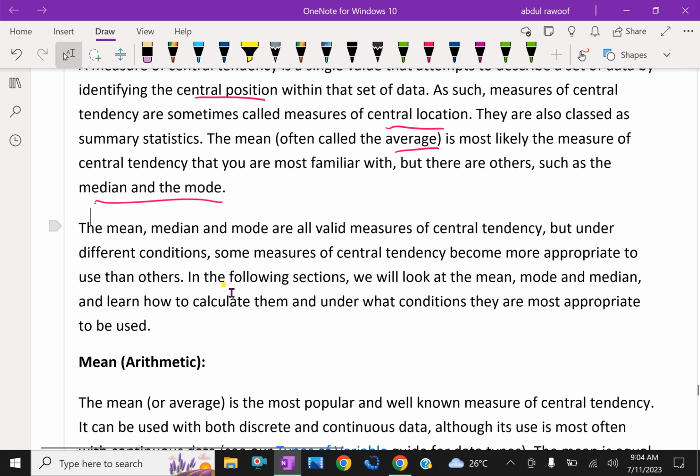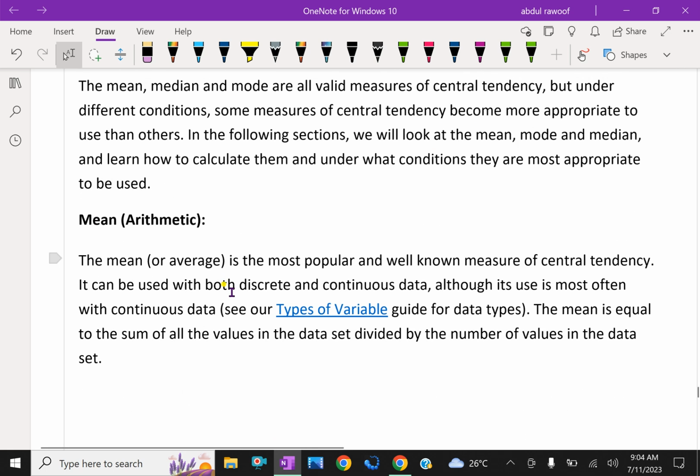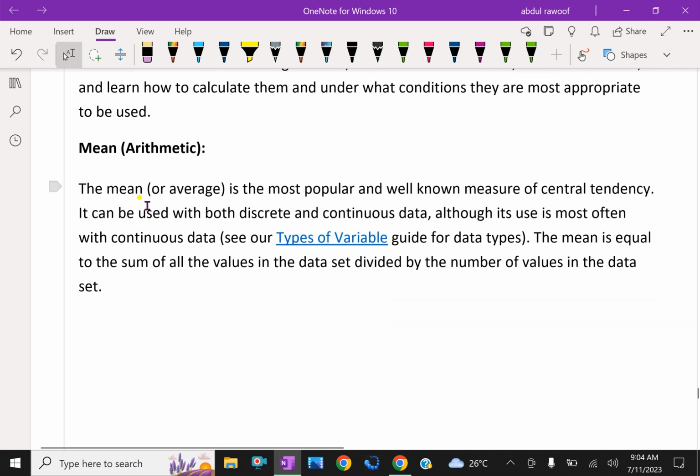The arithmetic mean or average of a population is represented by mu, the Greek letter, and for a sample by x bar. For ungrouped data, mu and x bar are calculated by the following formulas. First, the mean or average is the most popular and well-known measure of central tendency. It can be used with both discrete and continuous data, although its use is most often with continuous data.